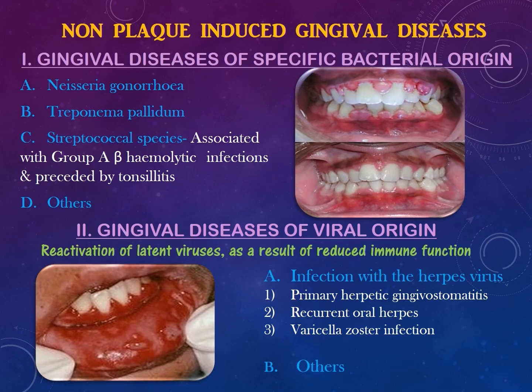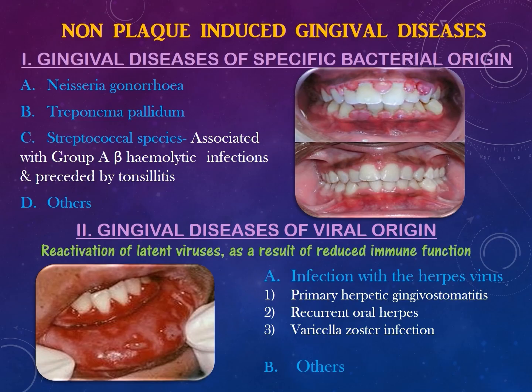Gingival diseases of viral origin. Mainly these gingival diseases are being caused by deoxyribonucleic acid or ribonucleic acid viruses. The lesions are related to the reactivation of the latent viruses as a result of reduced immune function. The infection with herpes virus is the most common, causing primary herpetic gingival stomatitis, recurrent oral herpes or varicella zoster infection.